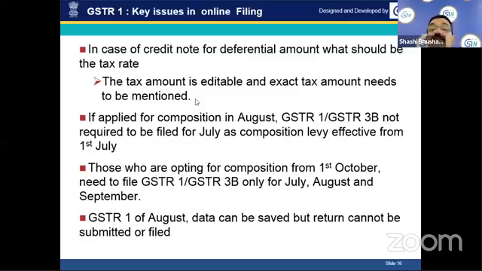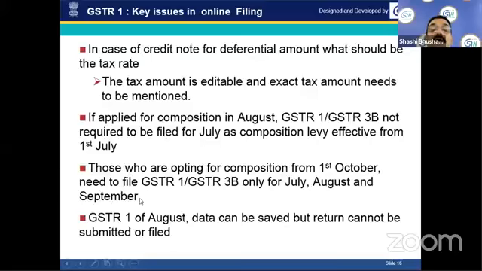Now, another composition scheme was opened last month, in which people were given an option to opt for composition from 1st of October. Such taxpayers have to file their GSTR 1 and 3B for the months of July, August, and September, and their composition levy will be effective from 1st October, and they will have to file their GSTR 4, that is the composition return, from the October quarter, and the first return will be due in the month of January.